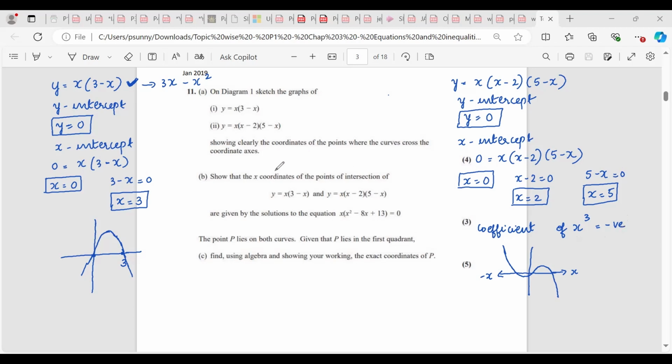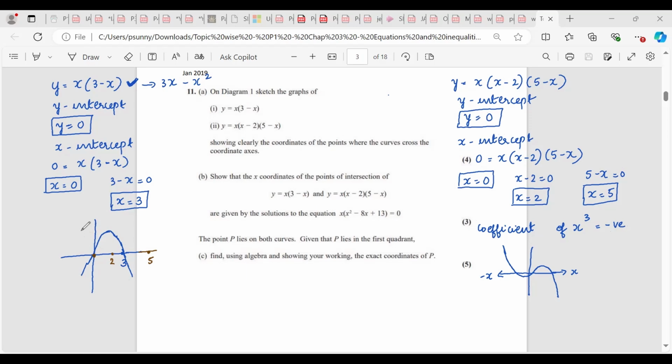Now, it's mentioned that we need to sketch on the same axis. So here, the y-intercept is 0. For this, I'll use another color here. So x is equal to 0 is one of the x-intercepts. x is equal to 2, and then we have x is equal to 5. Now, the y-intercept is 0 and the coefficient of x cube is negative.